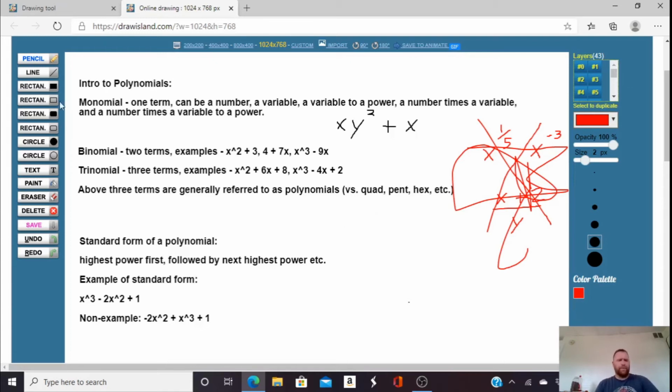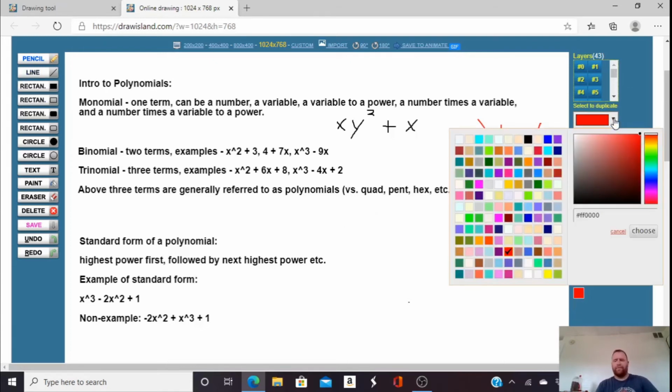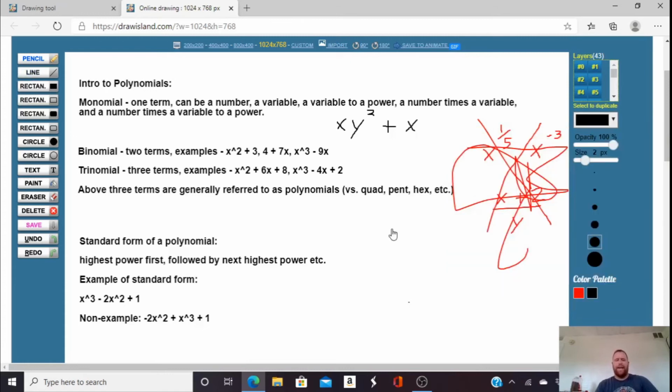Okay. The standard form of a polynomial has the highest power first. So an example in standard form is x cubed minus 2x squared plus 1. A non-example would be the same polynomial but written in a different way, negative 2x squared plus x cubed plus 1, because in that case, the x to the second power is before the x to the third power. If we want it in standard form, we have to have the highest power first, so x cubed first, then your minus 2x squared, and so on and so forth.